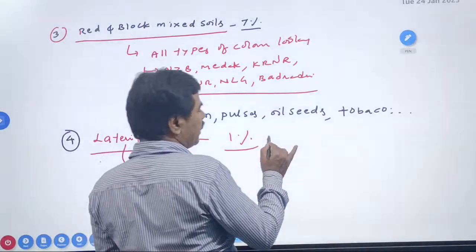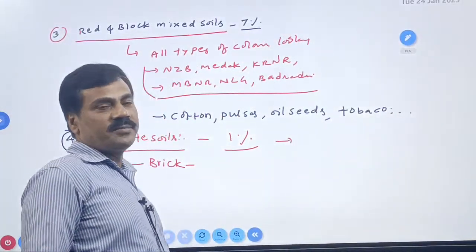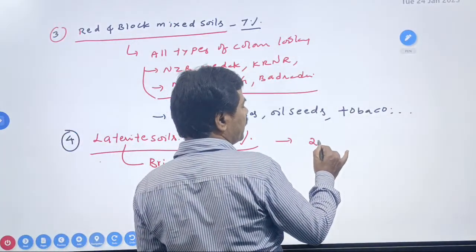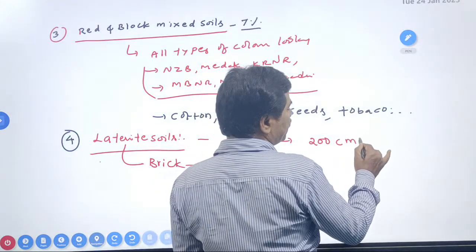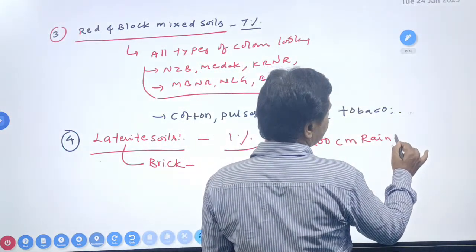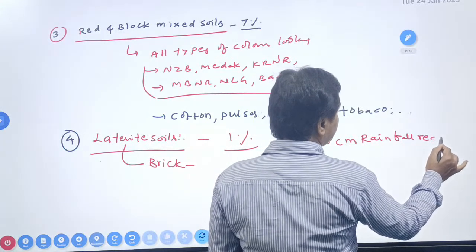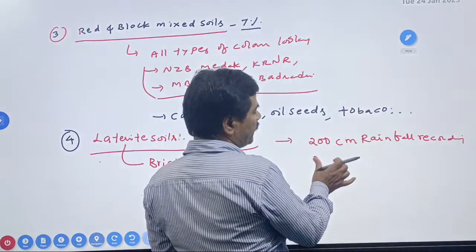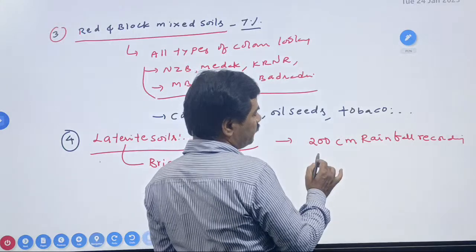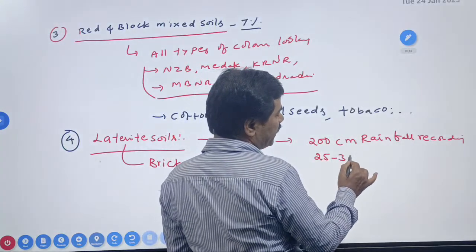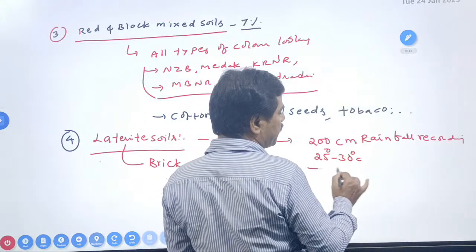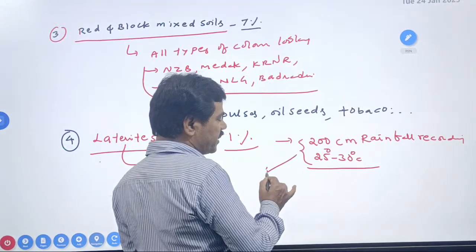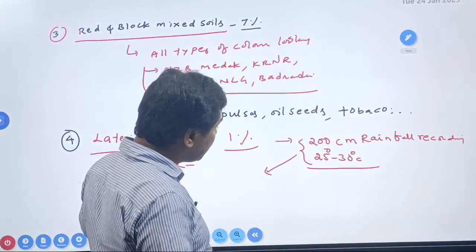This laterite soil, maximum in Telangana, is nearly 200 centimeter rainfall recording region, and also temperature is more than 25 to 30 degree temperature, more temperature recorded region. These both are the climatic factors that decide laterite soil.